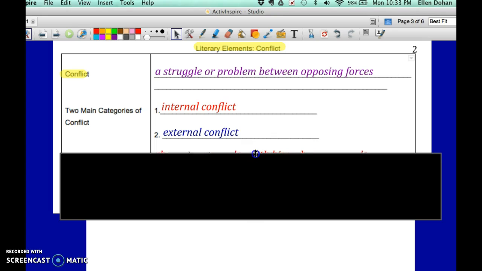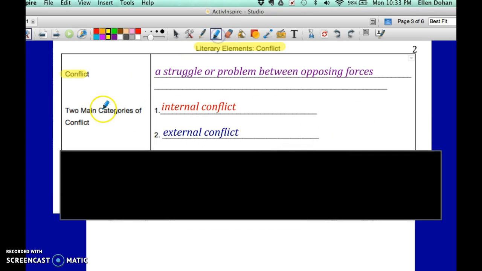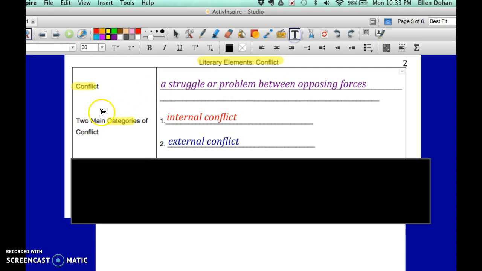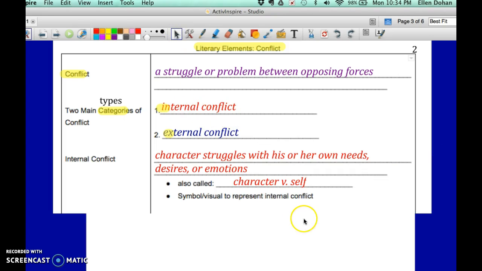There are two main categories or two main types of conflict. Categories also means types. There's internal conflict and there's external conflict. If we look at those prefixes, we see the word in and we see ex. Ex, like exit, means outside of. In means, well, inside. So let's talk a little bit more about this internal conflict really quick.